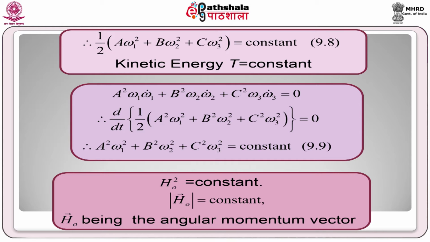Thus, one may conclude that the absolute value of H0 vector equal to constant. The suffix O stands for about the point O. We just used it to mean that the angular momentum is considered about the point O. That is, the magnitude of the angular momentum vector remains constant. This is another integral of motion. So, we have obtained two integrals of motion.